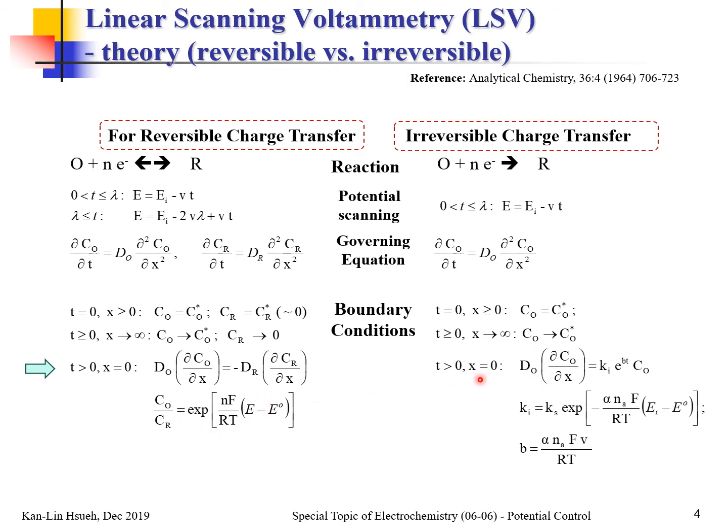But at the electrode surface for an irreversible reaction, the diffusion rate equals the electrokinetic reaction rate, the kinetics, like a Tafel equation, and then the K over here equals something like this, and then B is this scanning rate, the potential voltage scanning rate, the V here. So the difference is at the boundary condition.